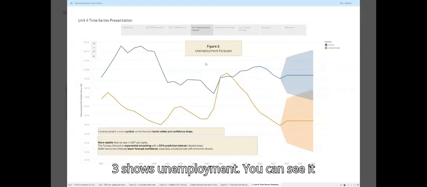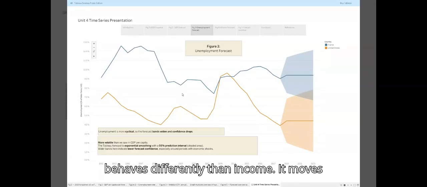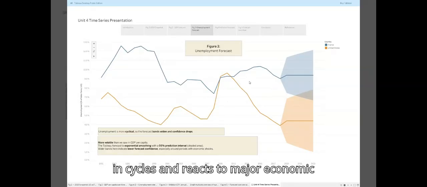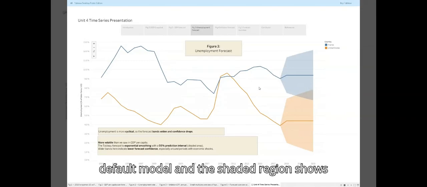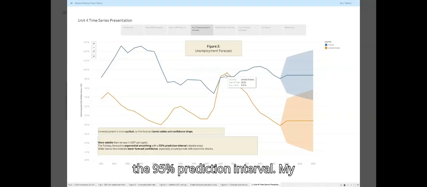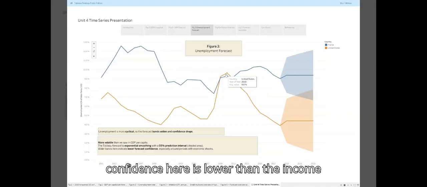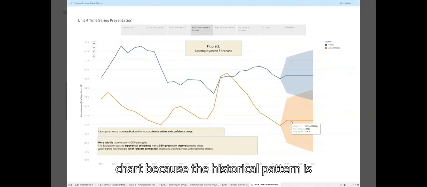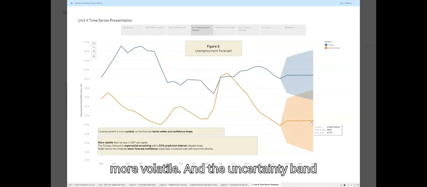Figure 3 shows unemployment. You can see it behaves differently than income. It moves in cycles and reacts to major economic events. The forecast is still Tableau's default model, and the shaded region shows the 95% prediction interval. My confidence here is lower than the income chart because the historical pattern is more volatile and the uncertainty band is wider.